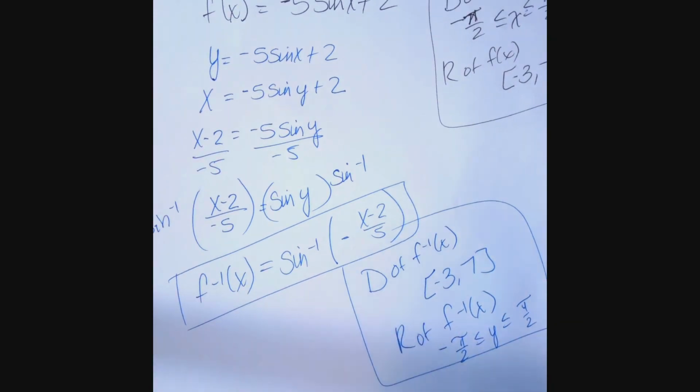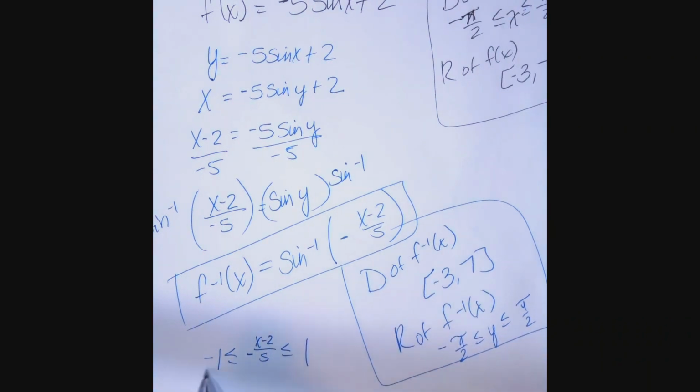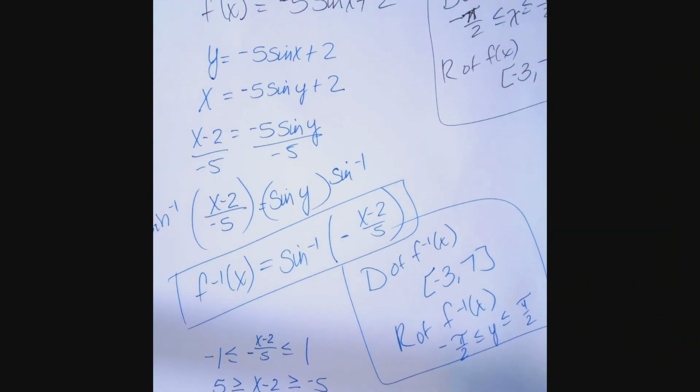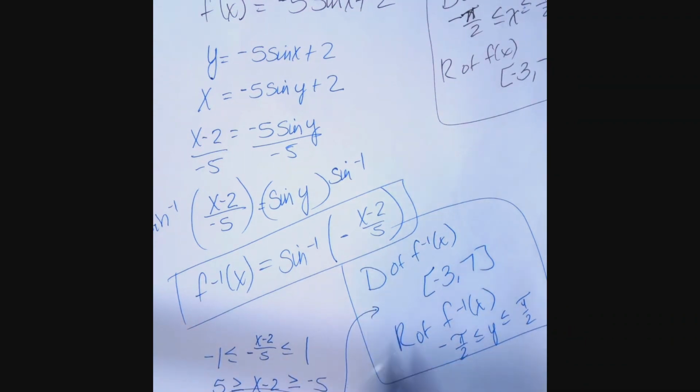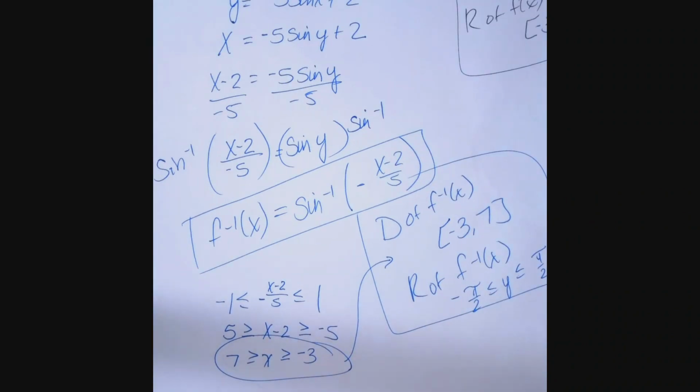If I wanted to algebraically solve for this domain, I would say that I started from -1 to +1 for x minus 2 over -5. I'd multiply both sides by -5, and I get 5 greater than or equal to x minus 2 greater than or equal to -5. And then I add 2, and I get 7. x is less than or equal to 7. x is greater than or equal to -3. And that is what I predicted from the original problem, thinking about the graph.